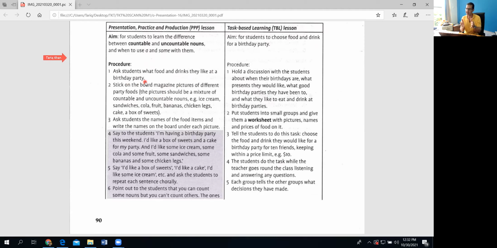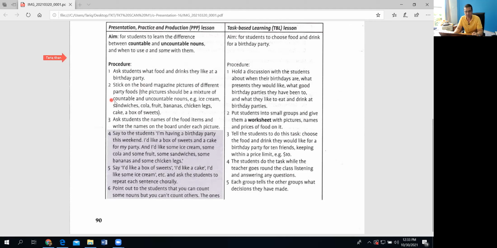Now, how is she starting the topic? She starts by asking students about food. How is she going to relate it to the topic? You just see stepwise. Food and drinks they like at a birthday party. Everyone has had a birthday party, so she's asking a question which is related to every student. Every student celebrates a birthday party. Food is there, drink is there, everyone knows, and they have their favorite food and drink.